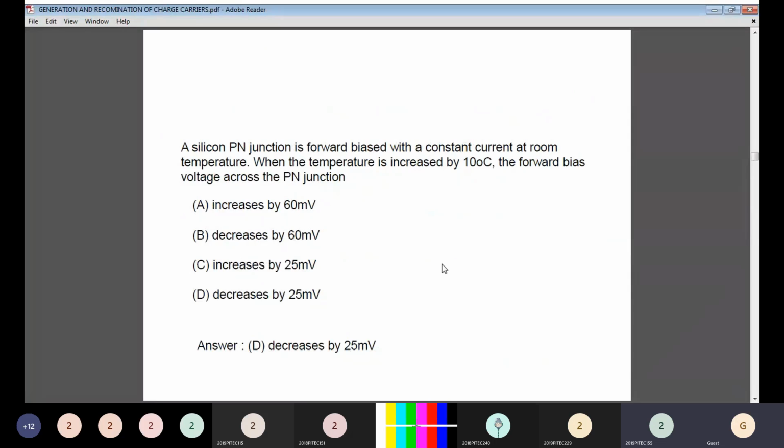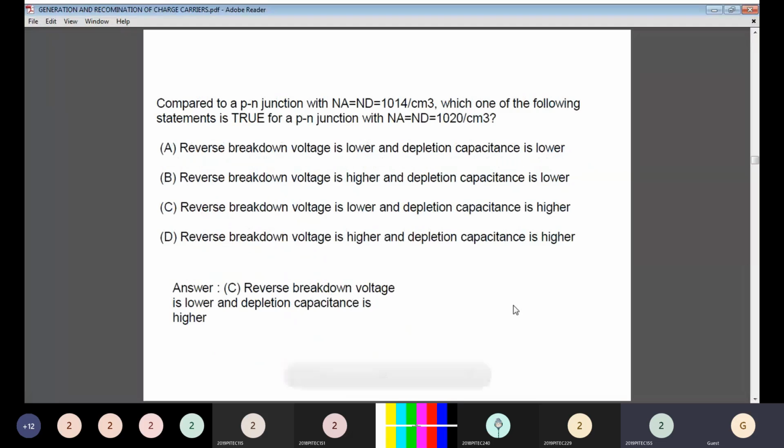Next. A silicon PN junction is forward biased with a constant current at room temperature. When the temperature is increased by 10 degrees Celsius, the forward bias voltage across the PN junction: increases by 60 millivolt, decreases by 60 millivolt, increases by 25 millivolt, decreases by 25 millivolt. The correct answer is decreases by 25 millivolt.